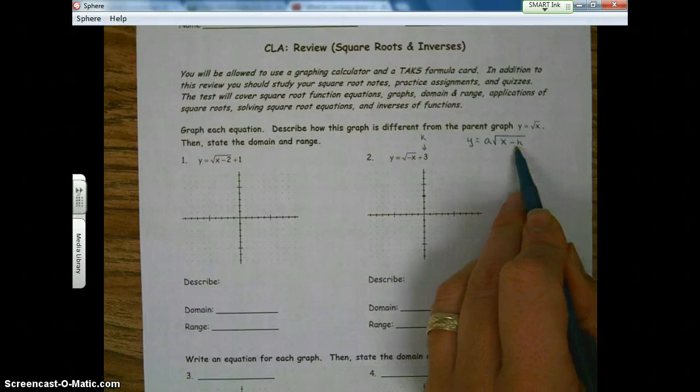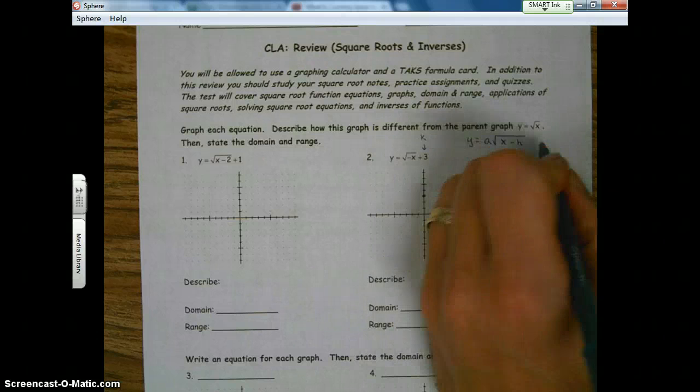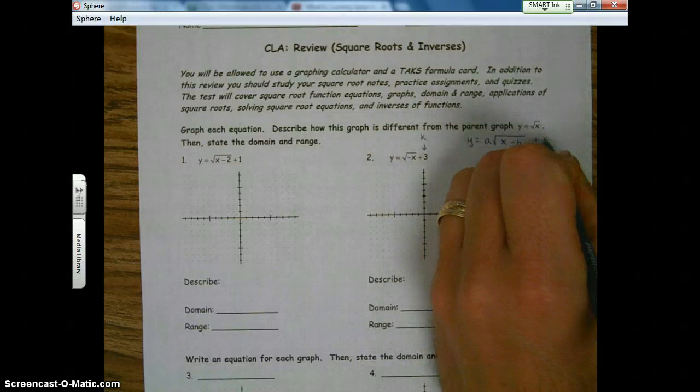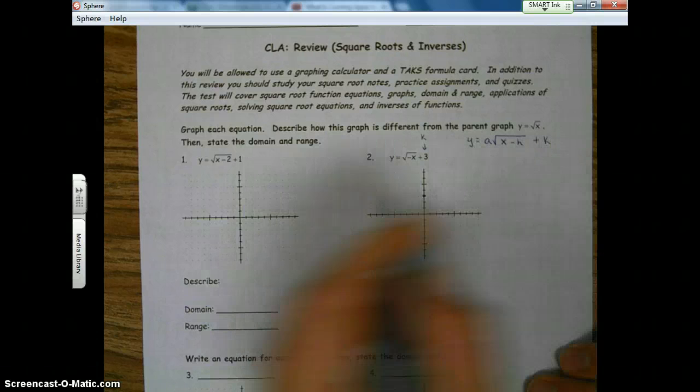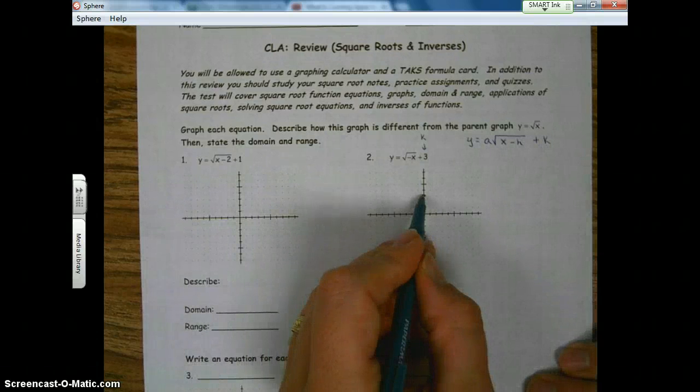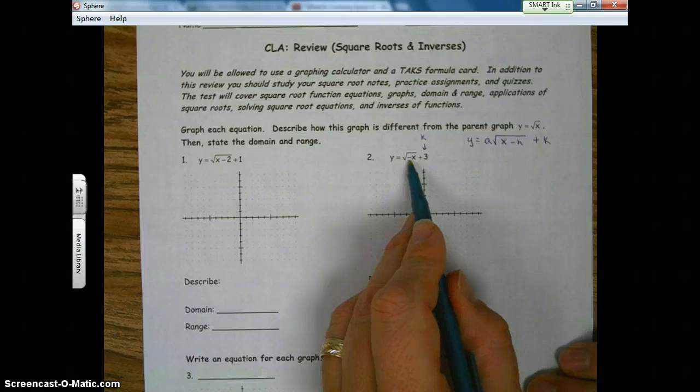So if it's plus, it's to the left. If it's minus, it's to the right. And then K is our vertical translation. And it is what it is. If it's plus, it's up. If it's minus, it's down. So again, we went 3 units up. The negative means we have a reflection.